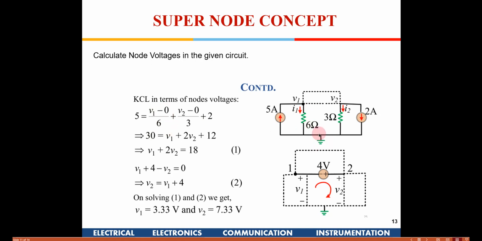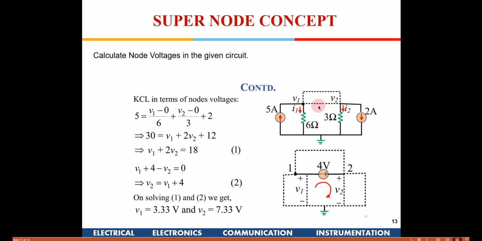This 0 comes from the fact that we have put a 0 potential here. V1 is the potential at one end of the 6 ohms, and 0 is the potential at the other end of the 6 ohms. So that's why we are writing V1 minus 0. So that is one current.